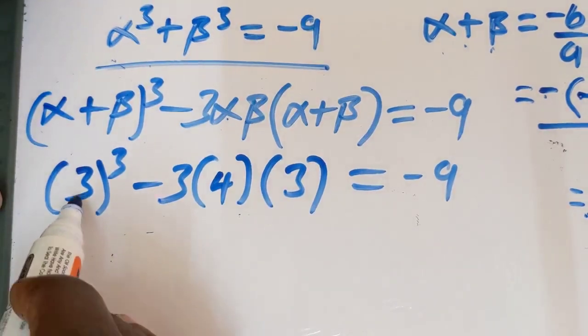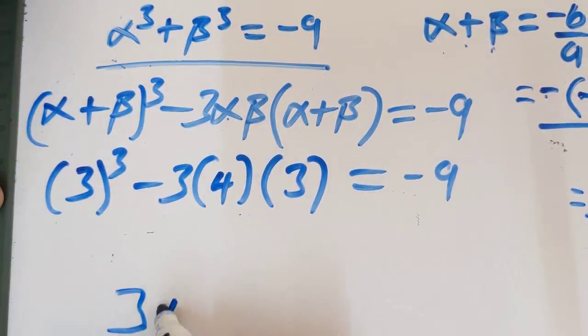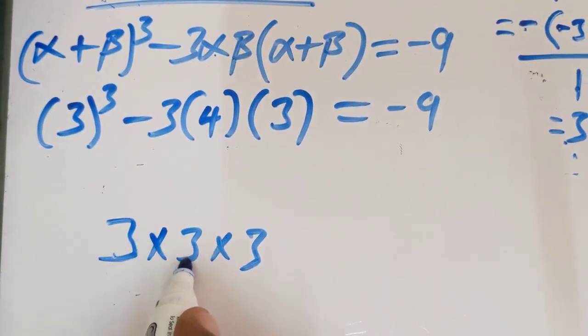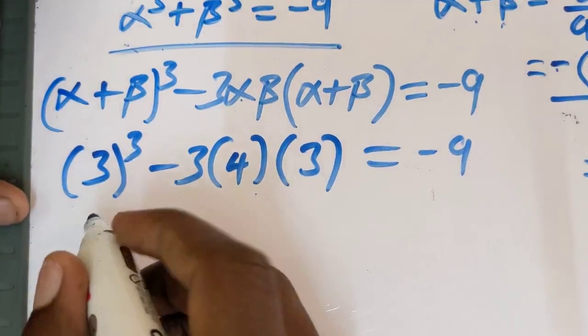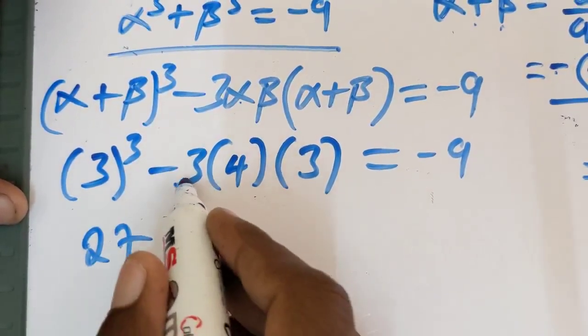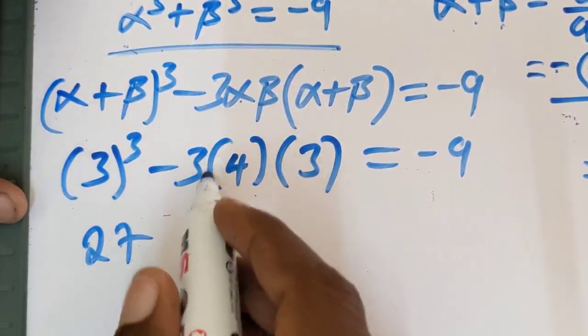So this is 3 to the power 3. 3 to the power 3 just means 3 multiplied by 3 multiplied by 3. That is what it means. So 3 times 3 is 9. Then 9 times 3 is 27. So meaning that here we have 27. Then this is negative 3 multiplied by 4.